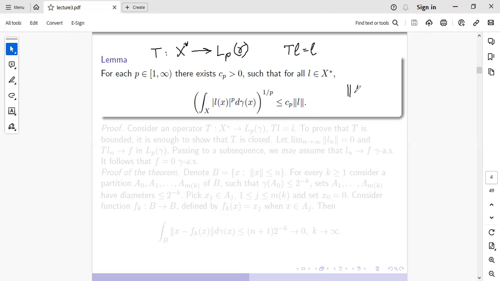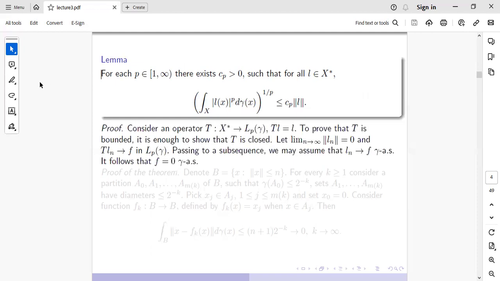Maybe I should recall that the norm of L is a supremum of L(x) over the norm of x when x is not 0. Yeah, so this is the norm in the dual space. So such an estimate holds. And this follows from the closed graph theorem. So here, the domain and the range of an operator are Banach spaces. So if a linear operator is defined on the whole space, and if it is closed, then it is bounded.